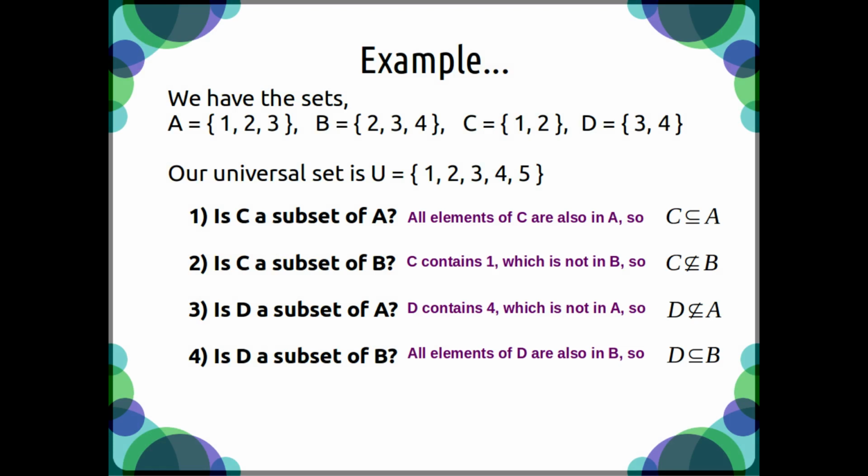So the results are that C is a subset of A, all of C's elements are also in A. C is not a subset of B because C has the number 1, but B does not. So we'll write it with the other notation, which is the subset of, but with a slash through it. D is not a subset of A, and D is a subset of B.